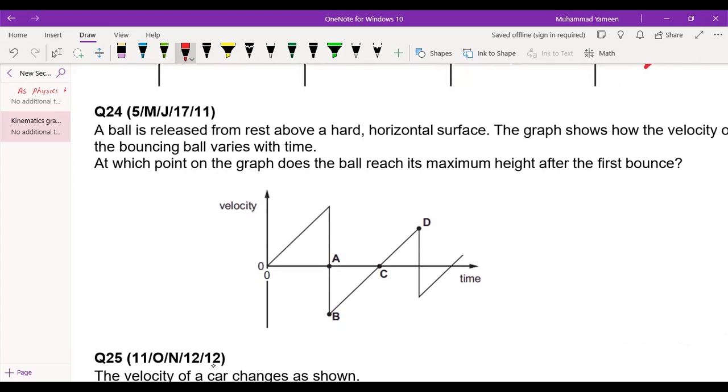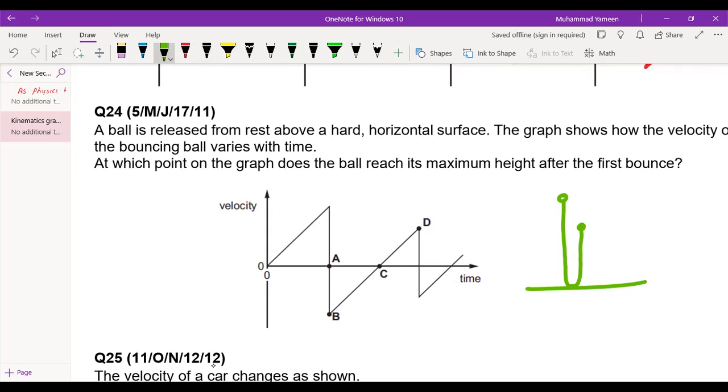Question 24. A ball is released from rest above a hard horizontal surface. The graph shows how the velocity of the bouncing ball varies with time t. At which point on the graph does the ball reach its maximum height after the first bounce? At maximum height, velocity will be 0. After the first bounce, when it reaches maximum height, velocity will be 0.